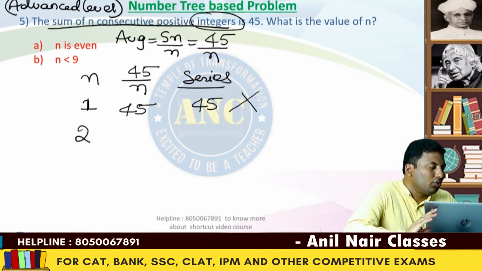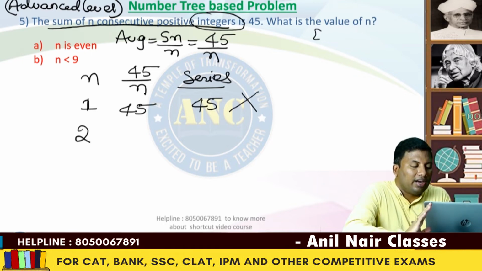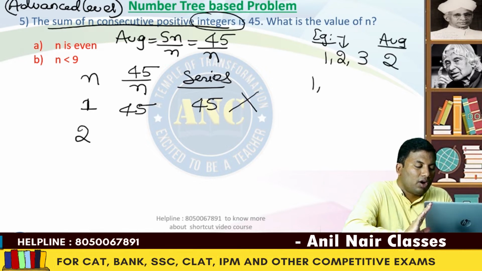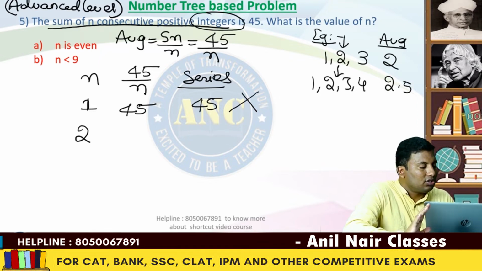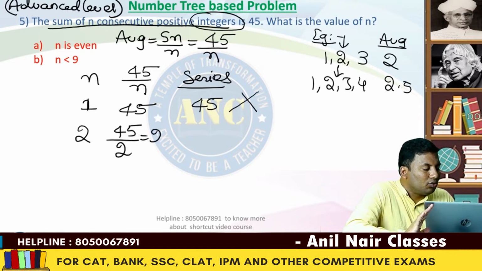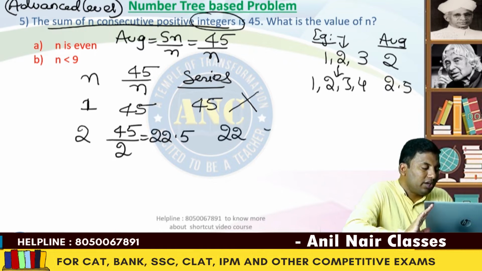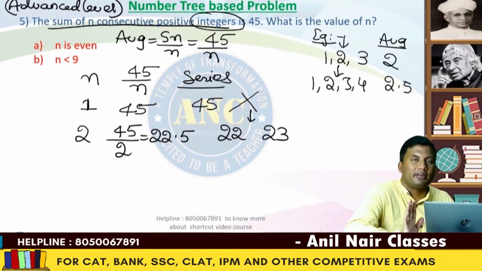n value 2. I will write an example here. 1, 2, 3. Average is 2. 1, 2, 3, 4. Average is 2.5, which is not a term. Right? So for 2, 45 by 2 is 22.5. 22.5 means 22 and 23. Middle value is 22.5. Are you with me?